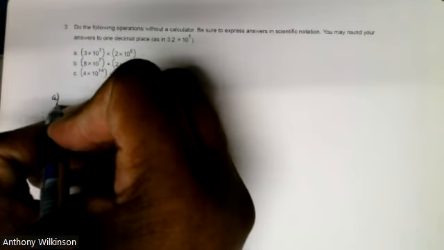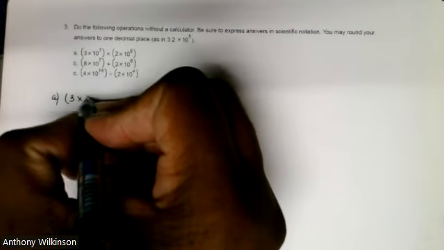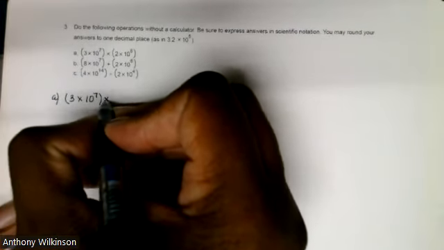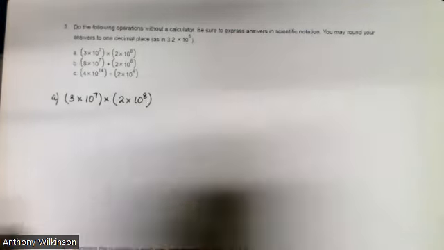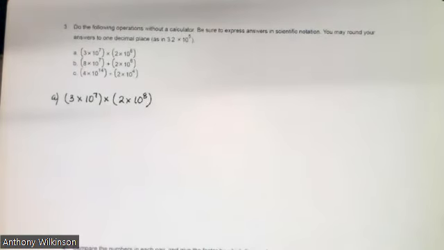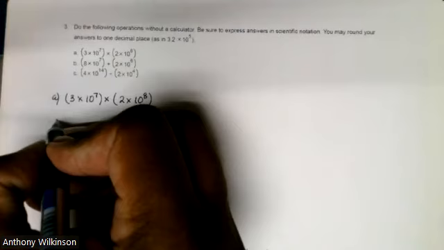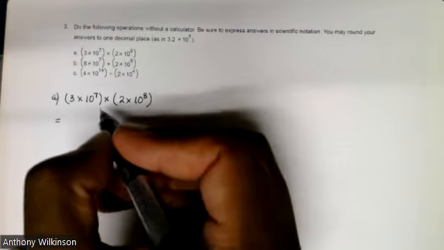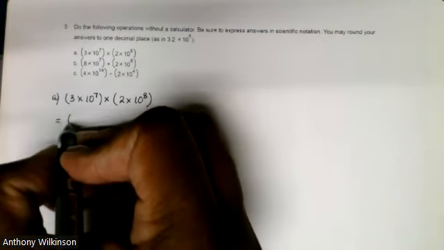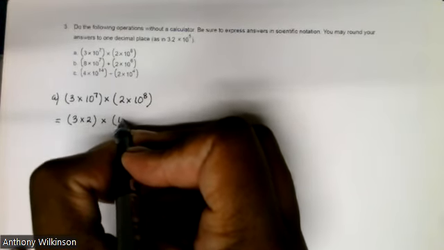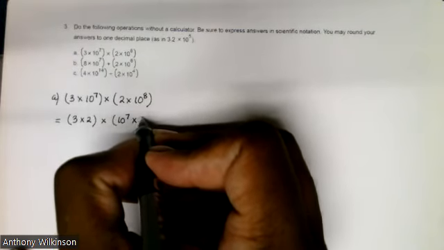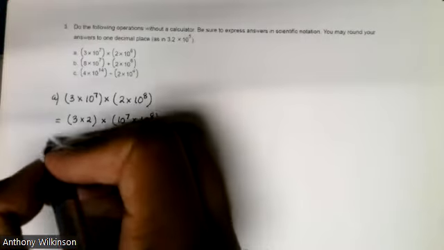So here in part A, we've got 3 times 10 to the 7th times 2 times 10 to the 8th. And here I want to simplify this. Now, this is just a multiplication. So what I can do here is multiply 3 times 2, and then multiply that by the powers of 10, 10 to the 7th times 10 to the 8th.